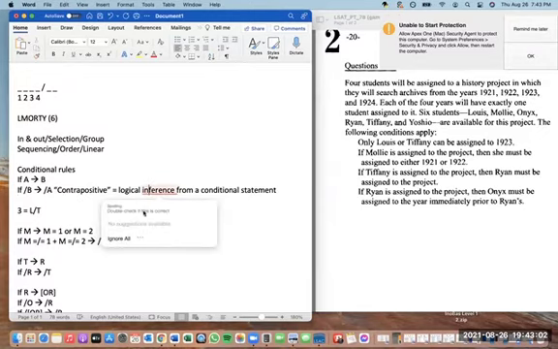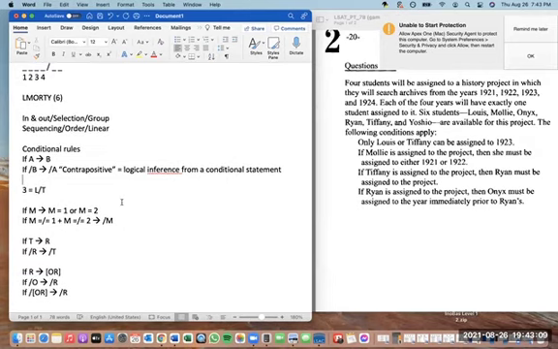Double check if this is correct. It is. Anyways, okay. So that's the first game that I have open here.